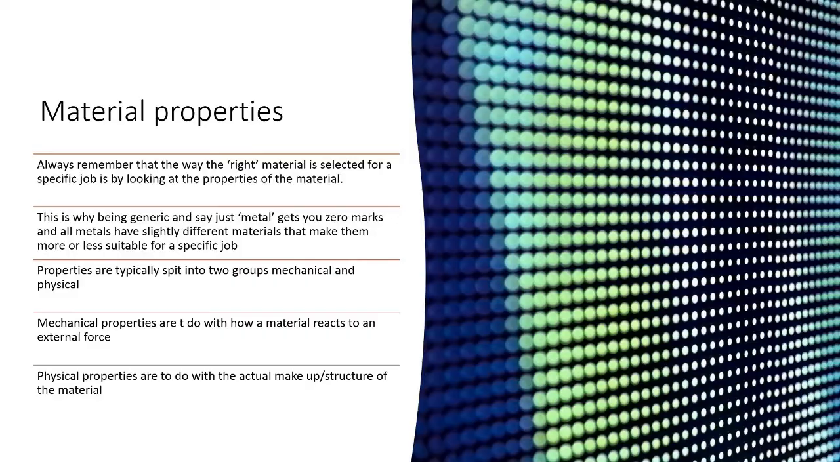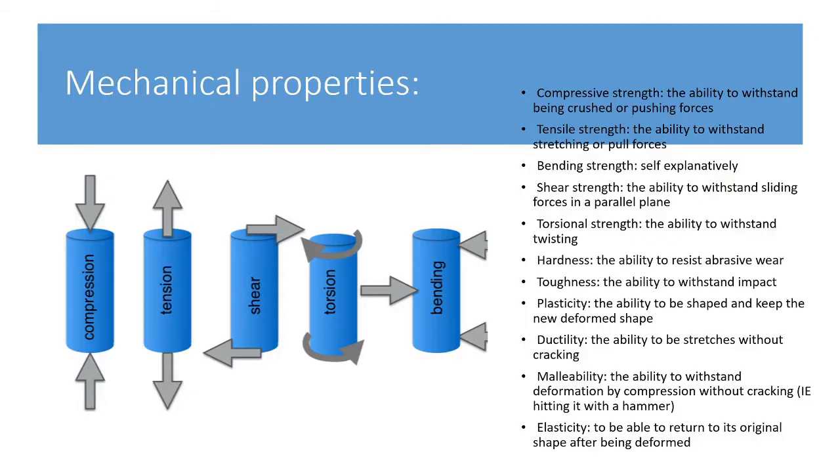With mechanical properties, we've been through these before, but things like compressive strength, being able to withstand someone sitting on something, so your chair legs that you sit on obviously need good compressive strength. Tensile strength, being able to pull it apart, is typically for moving parts, like cams in engines. Bending strength is how well it can bend without breaking. Shear strength is sliding past each other like a pair of scissors. Torsional strength is twisting.